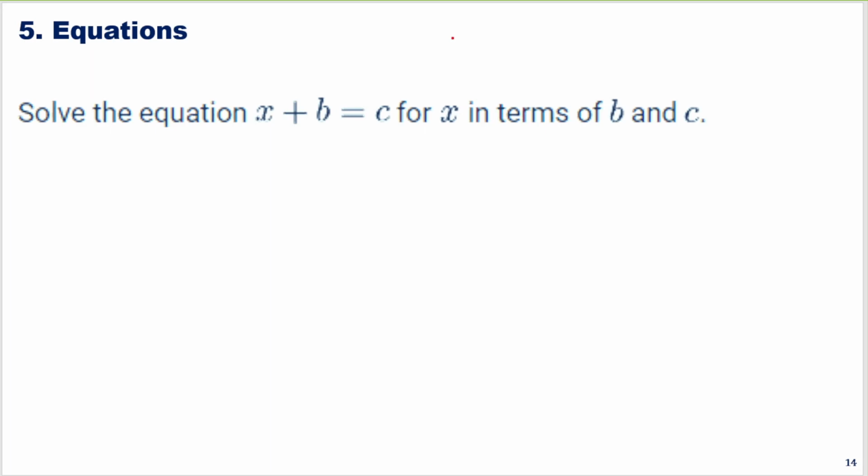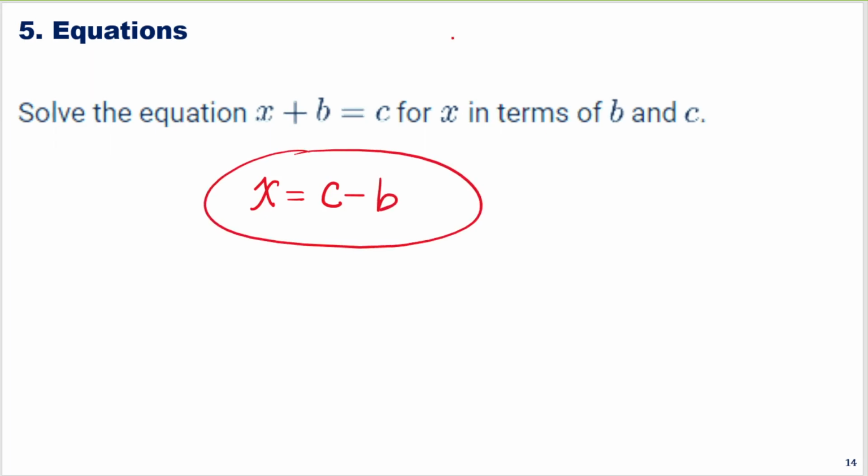If you want to solve x in terms of b and c, just treat x as your unknown variable. Anything else, you can treat them as coefficients or constants, right? So in this case, solve for x in terms of b and c. We need to separate x and any other letters or numbers. So x is simply equal to c minus b. This is our solution, right? You get it?